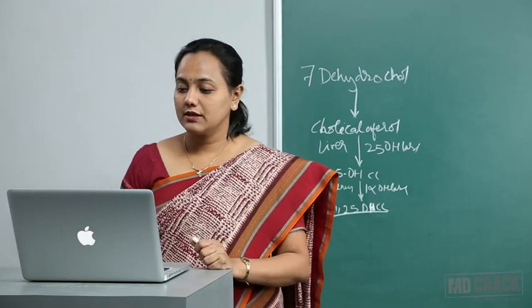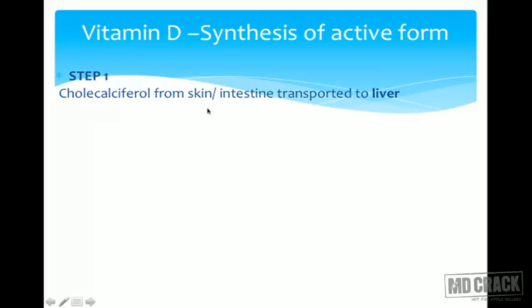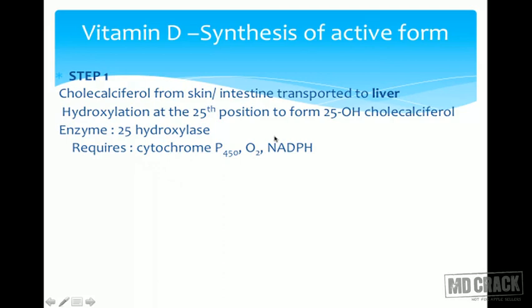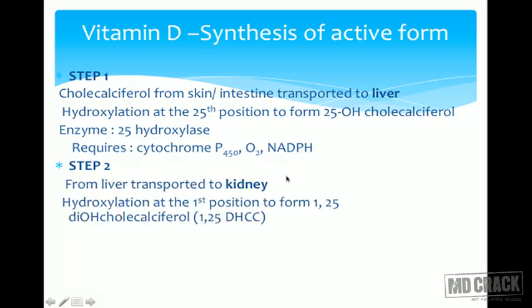So I have given a schematic diagram. Cholecalciferol transported to liver, 25 hydroxylase. So more details, the enzyme is 25 hydroxylase which requires cytochrome P450, oxygen and NADPH. In step 2, transported to kidney, hydroxylation at the first position to form 1,25 dihydroxycholecalciferol.